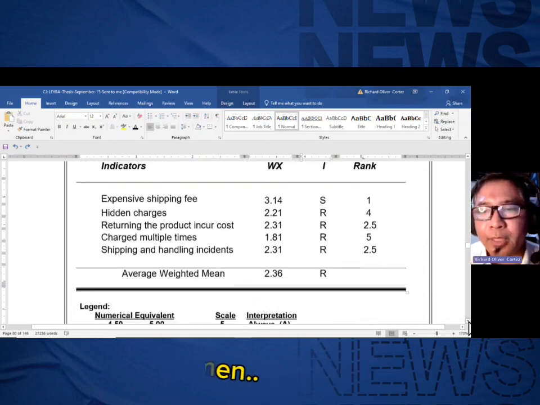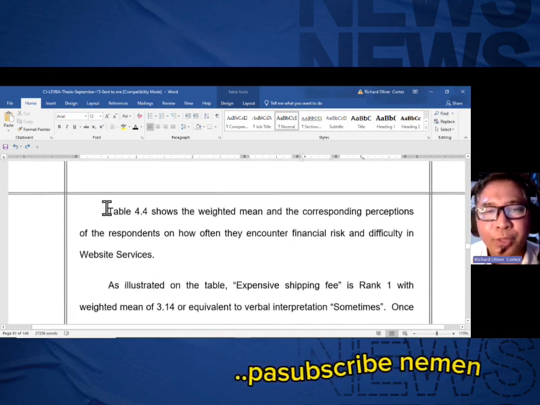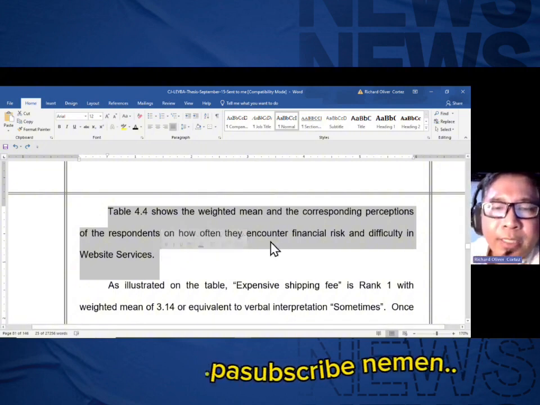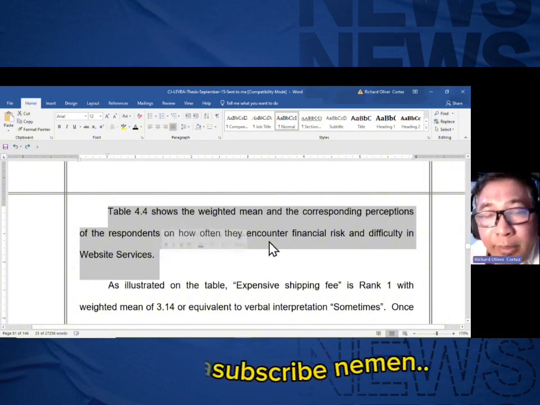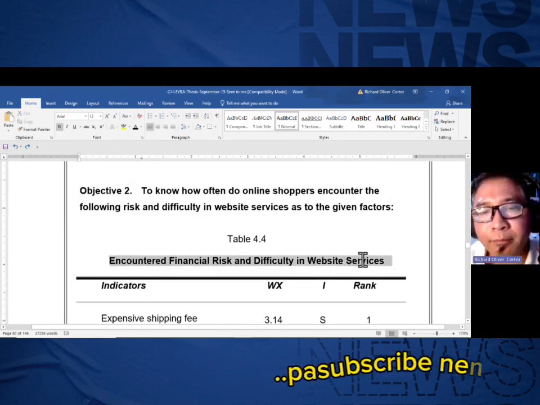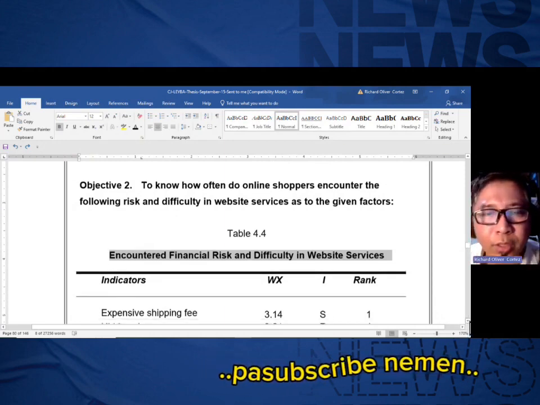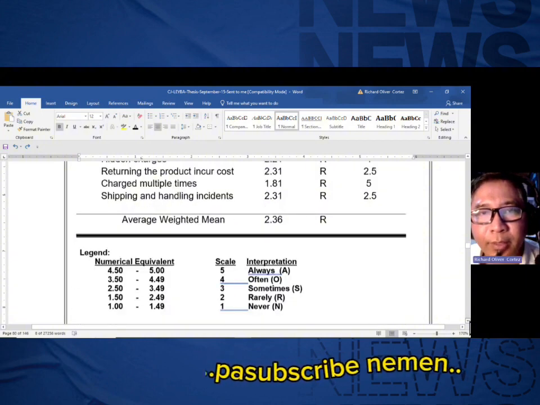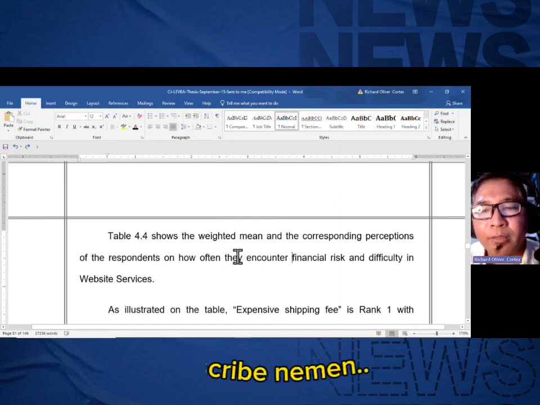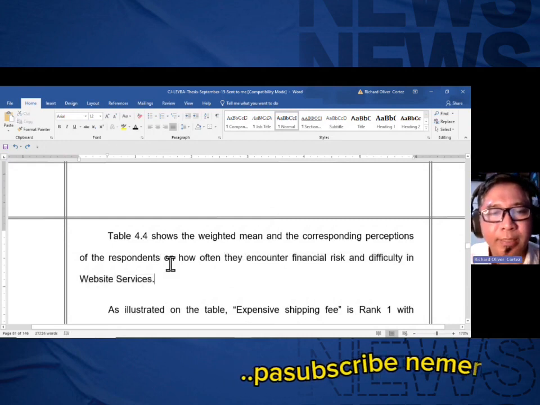We are going to write below the discussion. Table 4.4 above shows the weighted mean for risk encountered. So the title of the table, ayan, should be shown sa opening paragraph ng iyong discussion. Risk encountered and difficulty in website services.